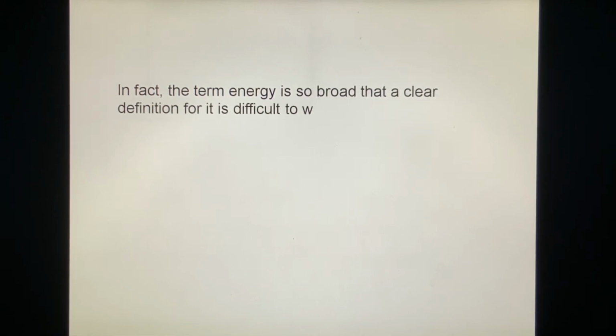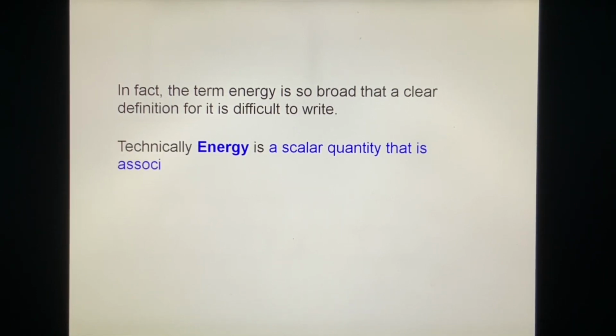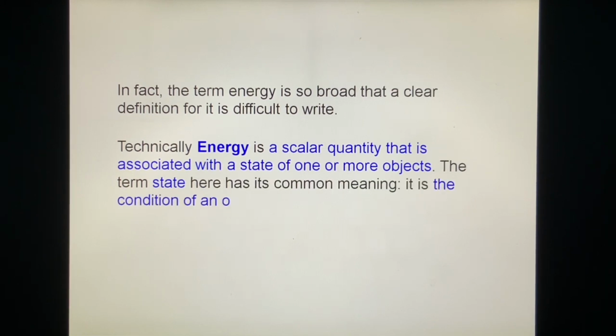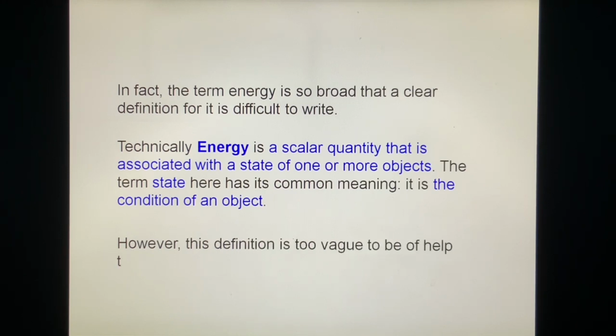In fact, the term energy is so broad that a clear definition for it is difficult to write. Technically, energy is a scalar quantity that is associated with a state of one or more objects. The term state here has its common meaning. It is the condition of an object. However, this definition is too vague to be of help to us now.